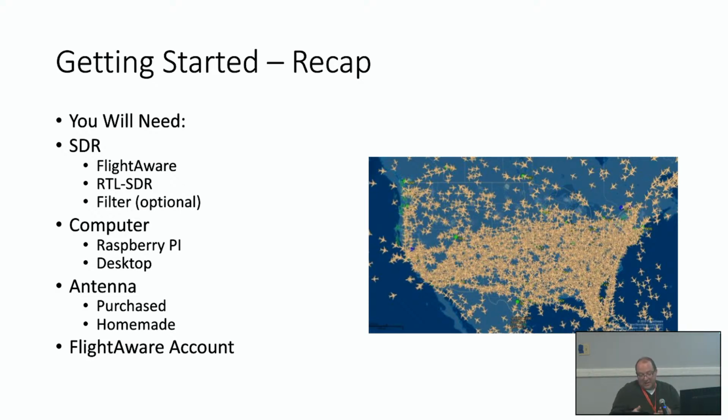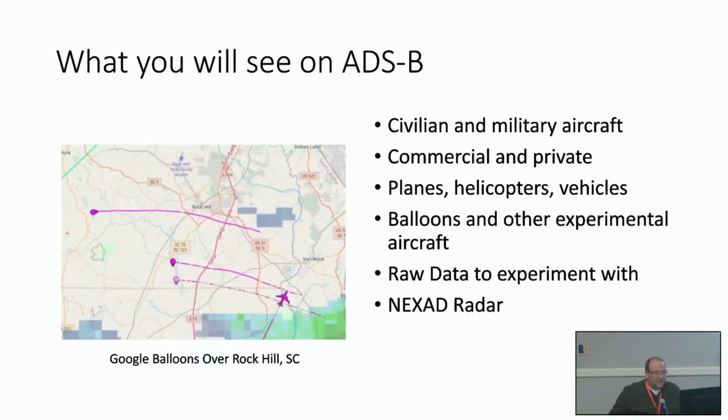What's really amazing is at any one time, all these aircraft are flying around the country, and nobody really knows that they're broadcasting all this stuff out. You're just scooping it up. So what you'll see on ADS-B, civilian and sometimes military aircraft, and the military aircraft have a little different shape to them. They look like a fighter jet. It's really cool when you see them.